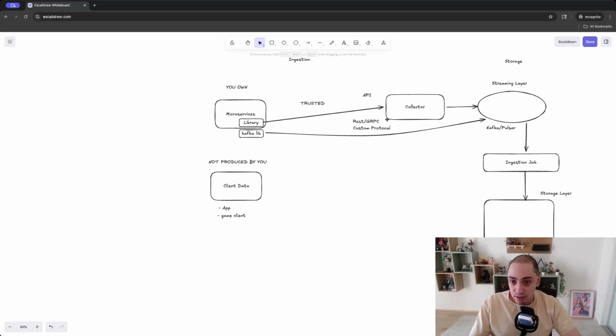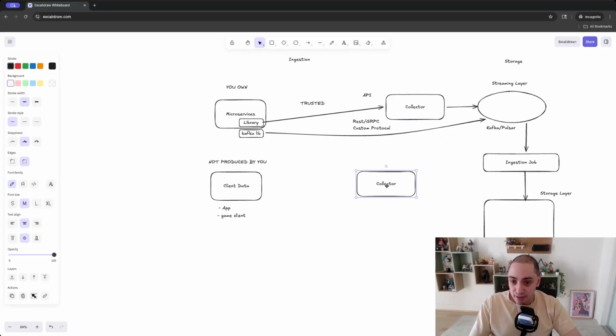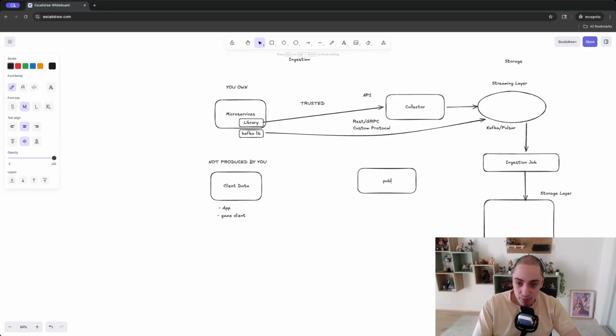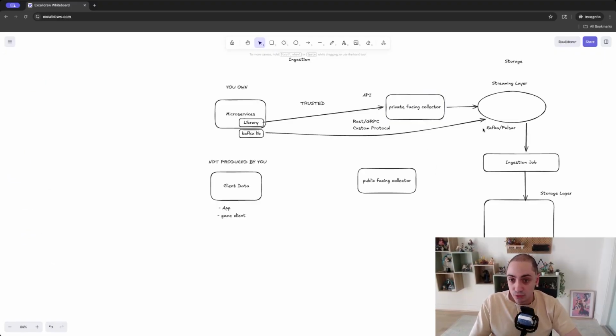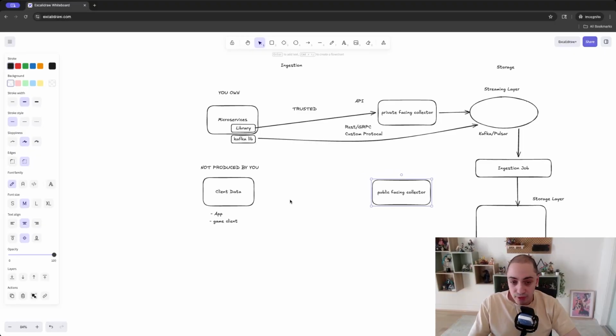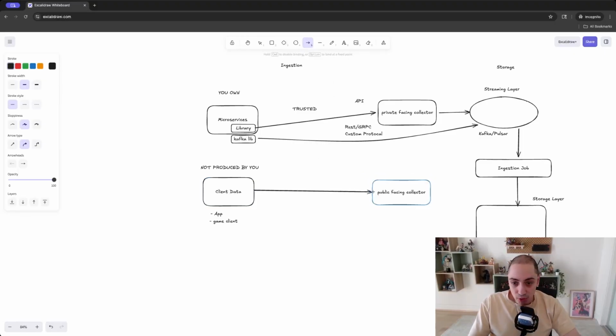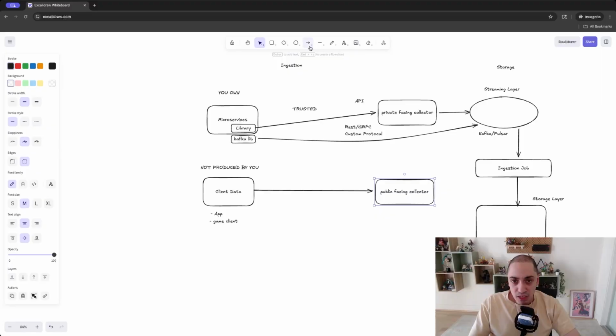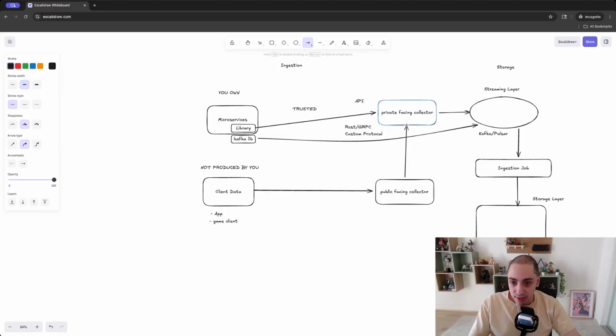Now, this data likely also ends up at a collector, although likely with some sort of public-facing collector and some sort of private-facing collector when it comes to the overall architecture. So this data will go to your public-facing collector, and then that data will likely get fed to your private collector.